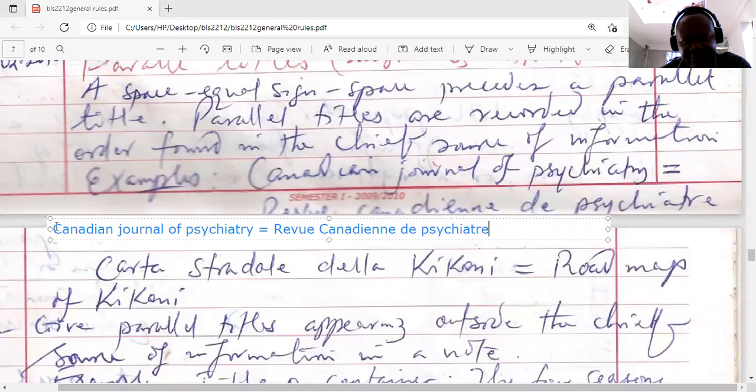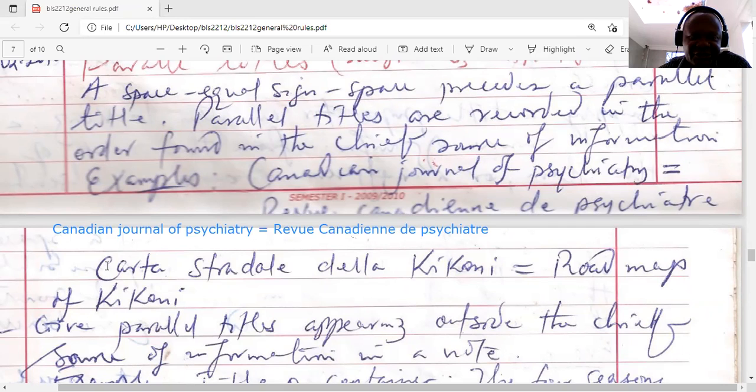So this is a very good example of a title proper. Before giving the parallel title, space, equal sign, space, Revue Canadienne de Psychiatrie. I think this is a good one, but I also have another example. Now, the second example is twisted.